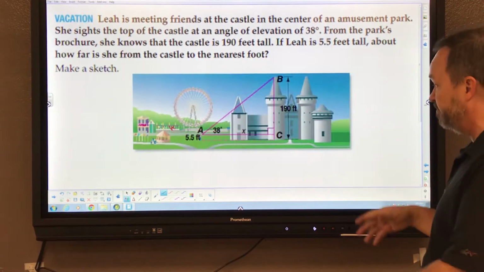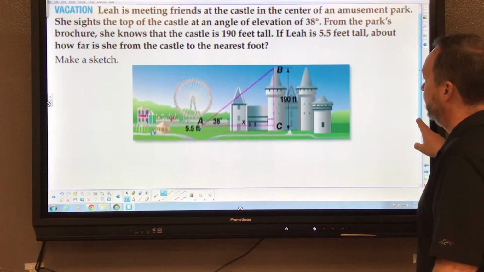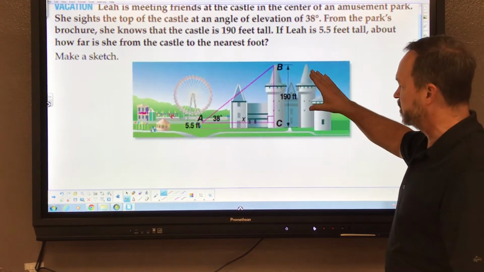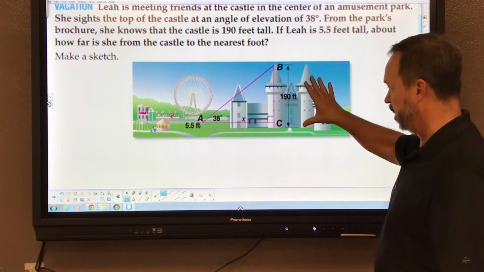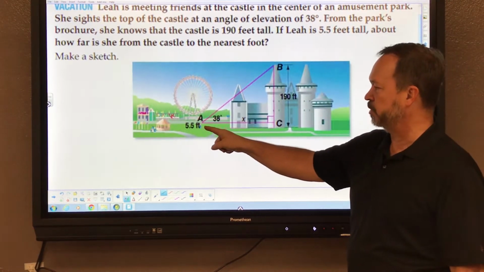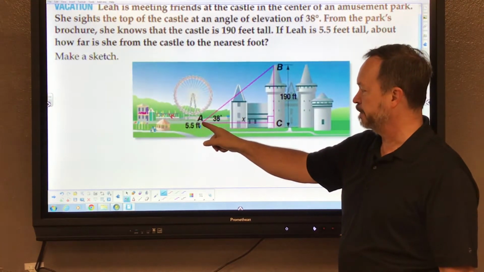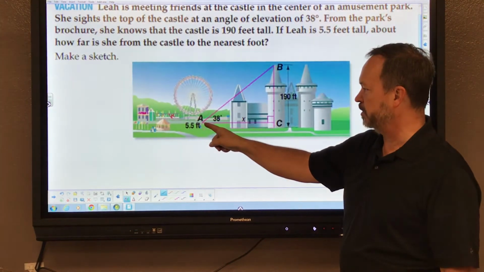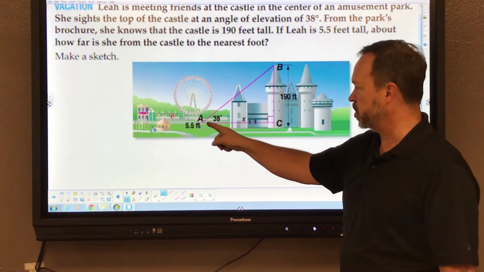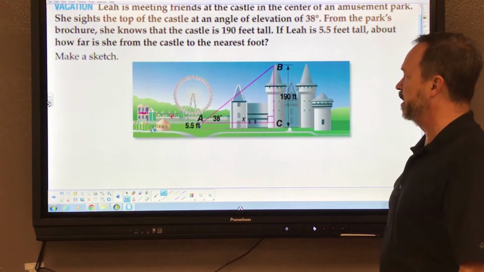Make a sketch. Well, they've made the sketch for us. So I'm just going to pull this down a little bit. So basically, we've got this castle, this tower. That's 190 feet tall total. Look at this 5.5 foot girl over here that's looking at a 38 degree elevation from what would have been horizontal. And she's looking up, and when she does, she sees the top of the tower.